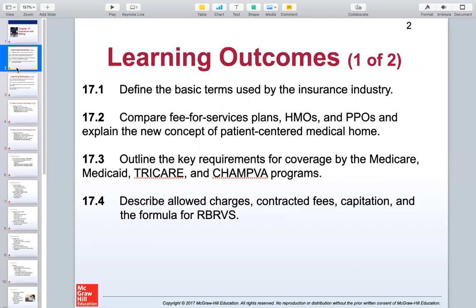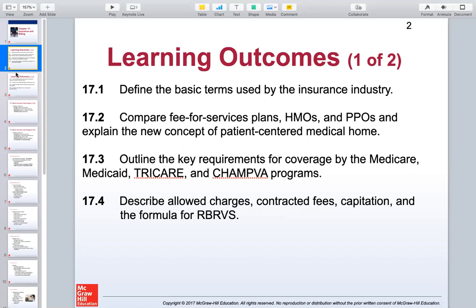We'll discuss the key requirements for coverage for both Medicare and Medicaid, as well as other government plans such as TRICARE and CHAMPVA programs. We'll also discuss allowable charges, contracted fees between the insurance company and the provider, what a capitation is, and then we will also discuss the different types of the HCPCS forms as well as the electronic version. The HCPCS form is the paper version, and then they have the electronic version as well.